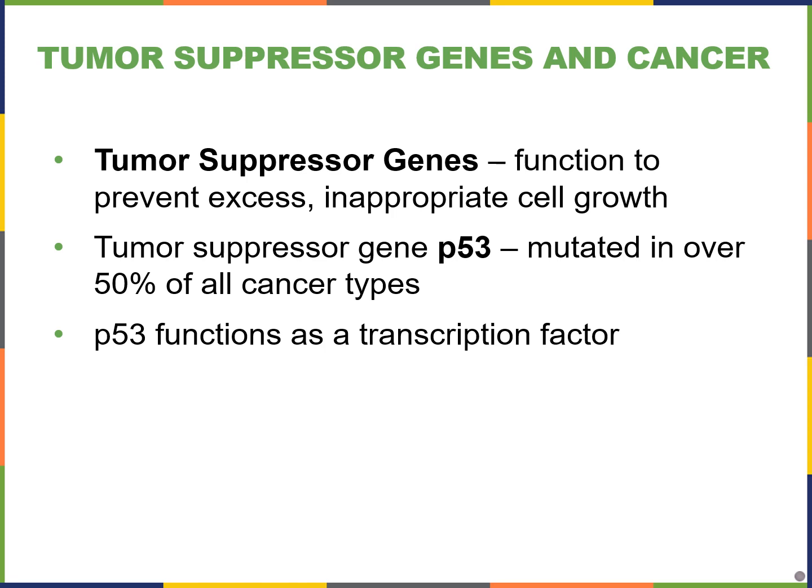One example is something we've seen before, tumor suppressor genes. These encode proteins that are going to function to inhibit the cell cycle from moving forward. So these usually prevent excess or inappropriate cell growth. It turns out that one of the most popular and well-studied tumor suppressor genes is P53. It turns out that in over 50% of all cancer types, there is a mutation in this gene. So it no longer stops the cell cycle, and these cells are dividing uncontrollably.